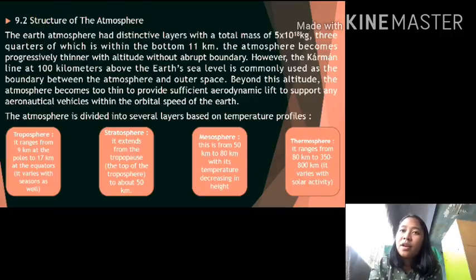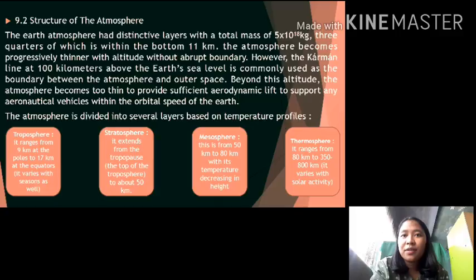9.2 Structure of the atmosphere. The Earth's atmosphere has distinctive layers with a total mass of 5 times 10 to the power of 18 kg, 3/4 of which is within the bottom 11 kilometers. The atmosphere becomes progressively thinner with altitude without a clear boundary. However, the Kármán line at 100 km above the Earth's sea level is commonly used as the boundary between the atmosphere and outer space. Beyond this altitude, the atmosphere becomes too thin to provide sufficient aerodynamic lift to support any aeronautical vehicles within the orbital speed of the Earth.